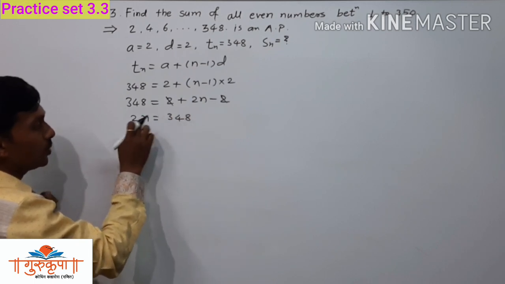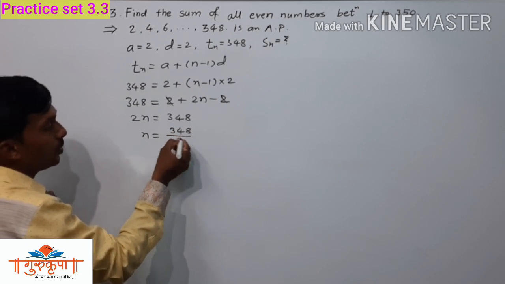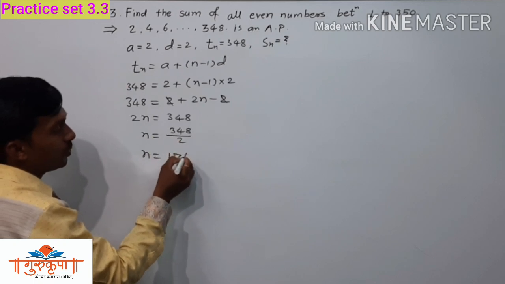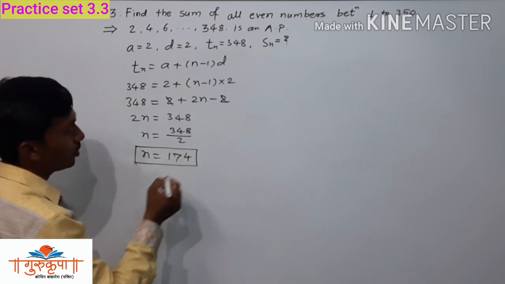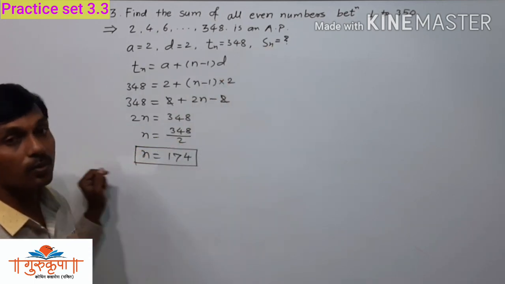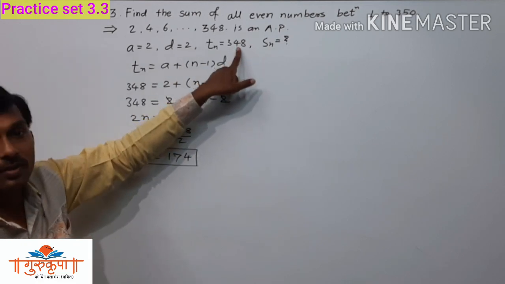Now transfer this 2 to the right side, you will get n is equal to 348 upon 2. That is, 2 ones are 2, 2 sevens are 14, 2 fours are 8, so n is equal to 174. And now we have to find the sum of 174 terms of the AP. This is the 174th term of the given AP.